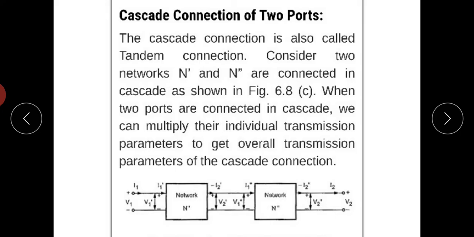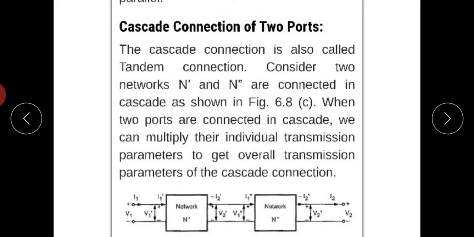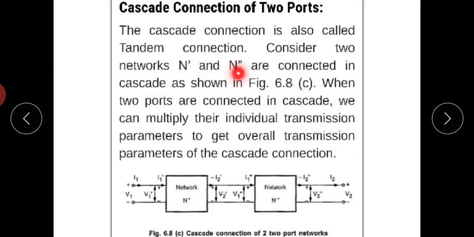Next one, the cascaded connection of two-port networks. The cascaded connection is also called the tandem connection. Consider two networks N dash and N double dash connected in cascade as shown in the figure. Okay, here this connection is called cascade connection. Here, the first network's output port is connected to the second network's input port. This type of connection is called cascaded connection.